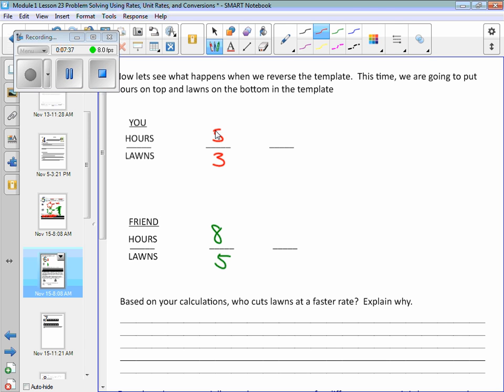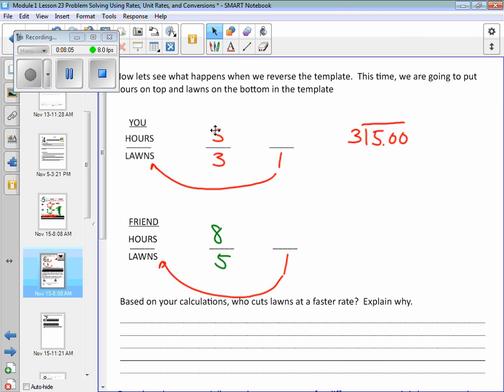Flip the 1. We're still going to keep 1 at the bottom, because now, if you notice, we're trying to find the unit rate per lawn. One single lawn takes how long for each? So now when we do our long division, who's inside the house and who's outside the house flips. You now should have 3 into 5.00, and down here, you're going to have 5 into 8.00. So now you're going to have a number that's greater than 1.